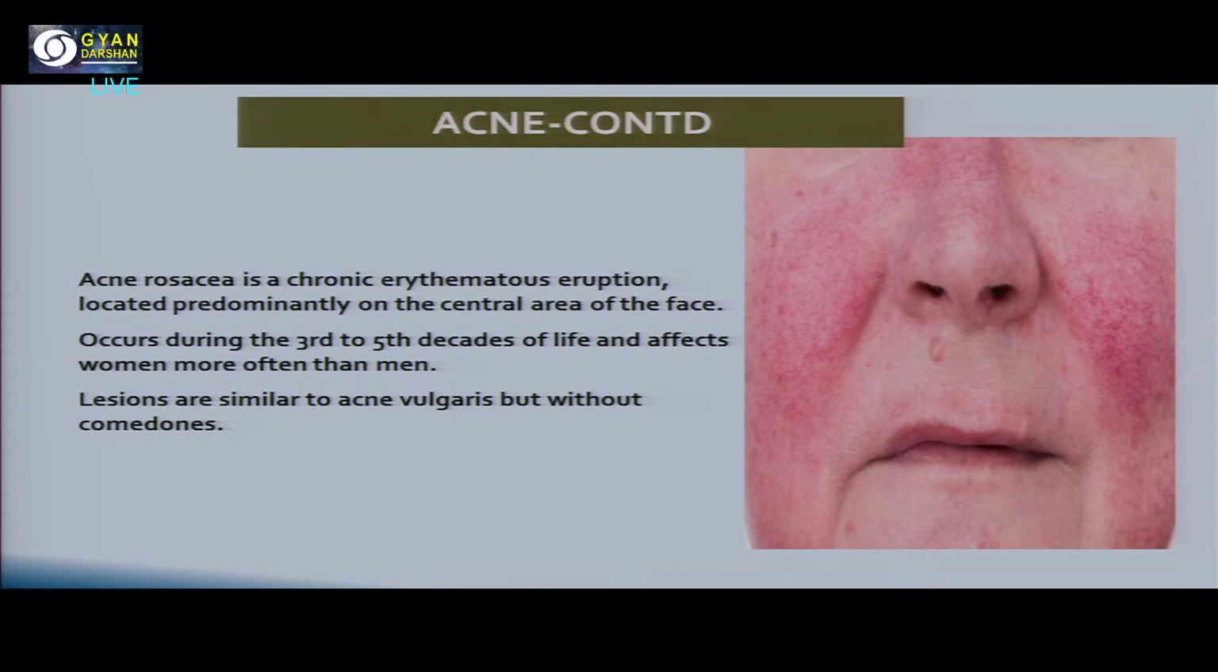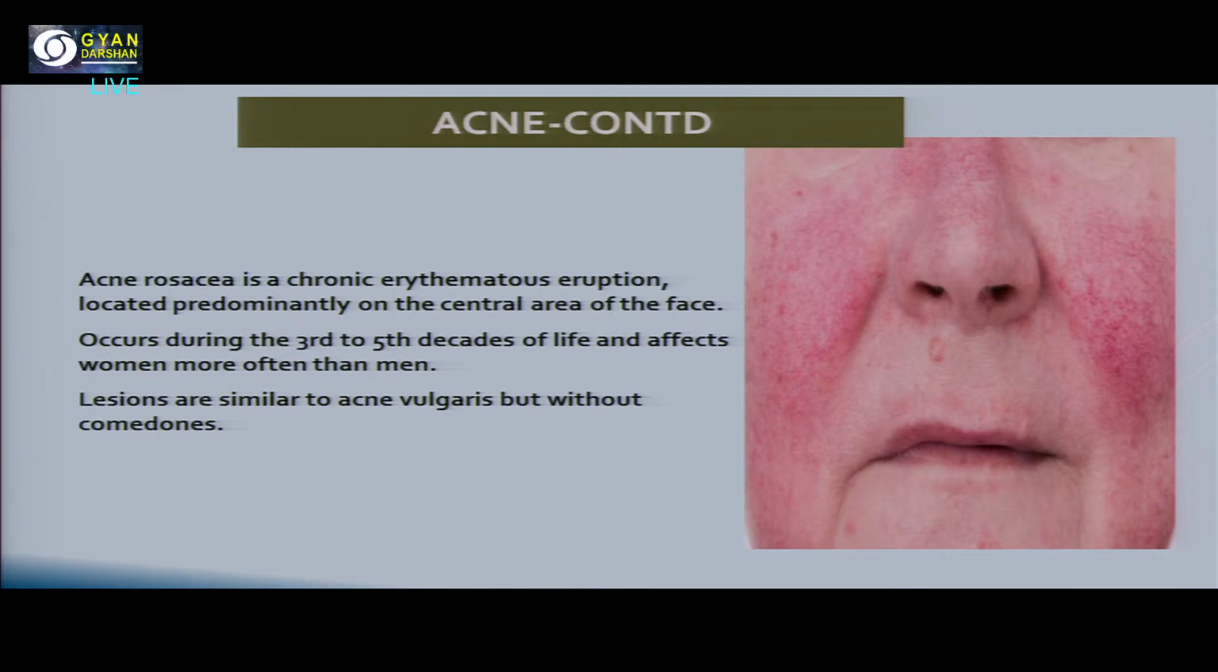Acne rosacea is a chronic erythematous eruption. You can see redness all over the skin, which is located predominantly on the central area of the face. It occurs during the third and fifth decades of your life, that is from 30 to 50 years, and affects women more than it affects men. The lesions are more common and similar to acne vulgaris.